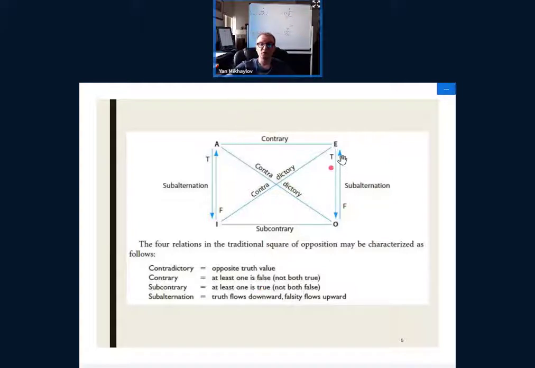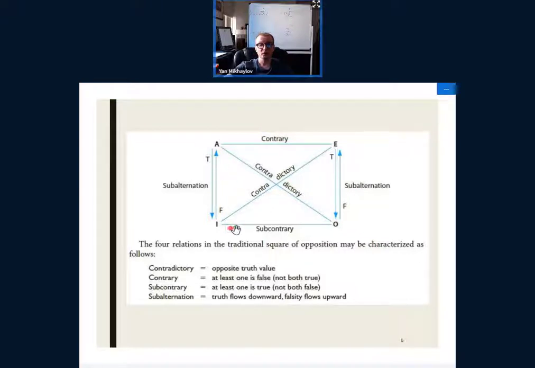We still have the contradictory. That still is there. And it just means that if we go from this to this, we change truth value. And if we go from this to this, we change the truth value. This is true, this is false. This is false, this is true, and so on. Now, this relation is called contrary. The contrary just says they cannot both be true, like I told you. Can they both be false? Yes. Can one of them be false? Yes. They cannot both be true.